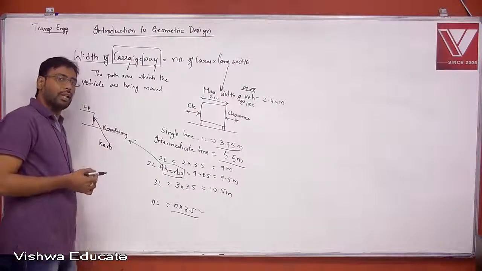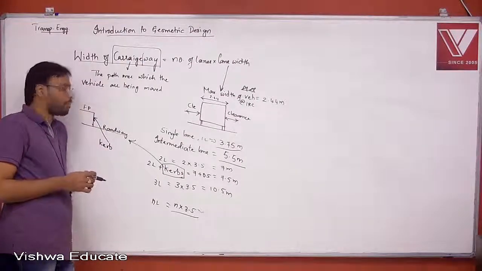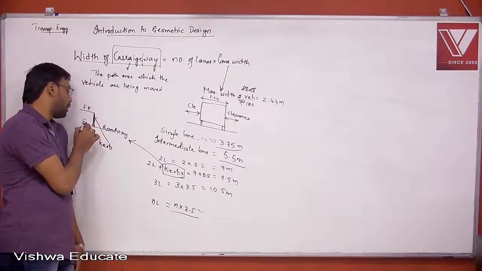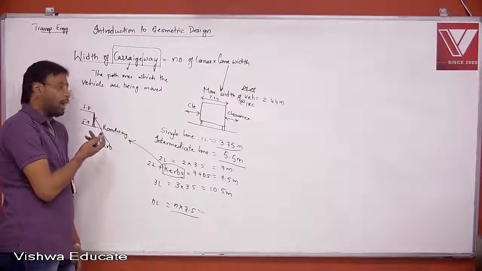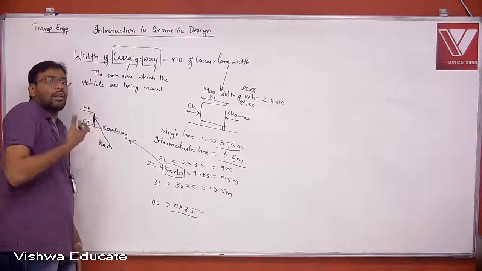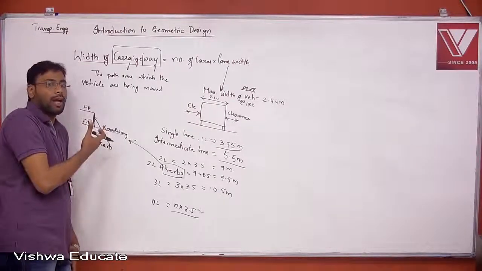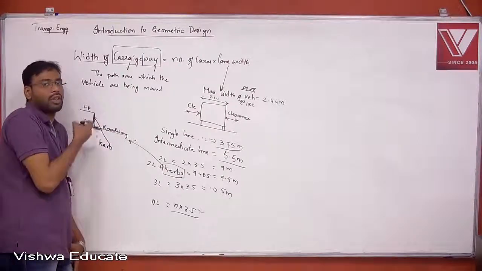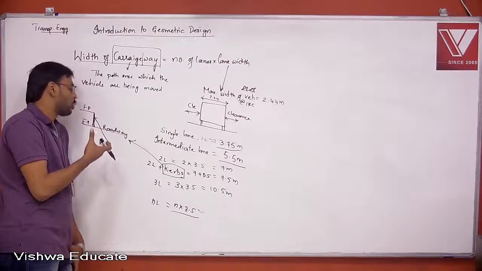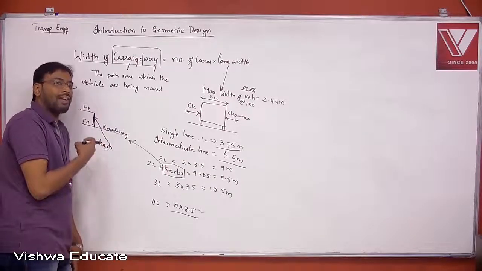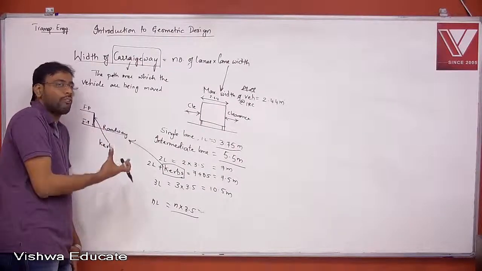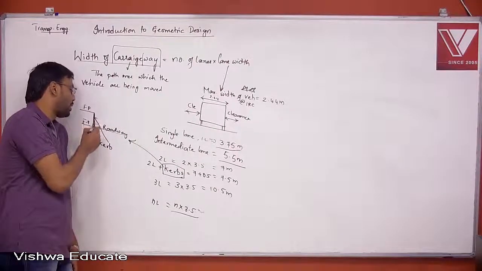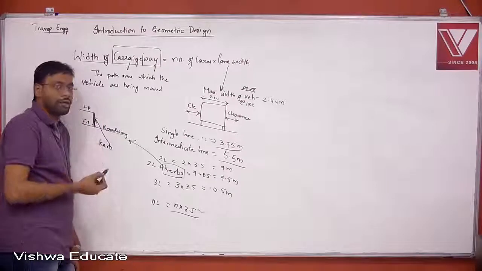Why is it needed? What is the necessity of a curb? If you don't provide a curb, what happens? The footpath will be at the same level as the roadway, and people start coming onto the footpath also. And if that happens, pedestrians can't move. Pedestrians can't travel, right? So to restrict the usage of this space by vehicles, we provide a curb. It is a vertical differentiation.